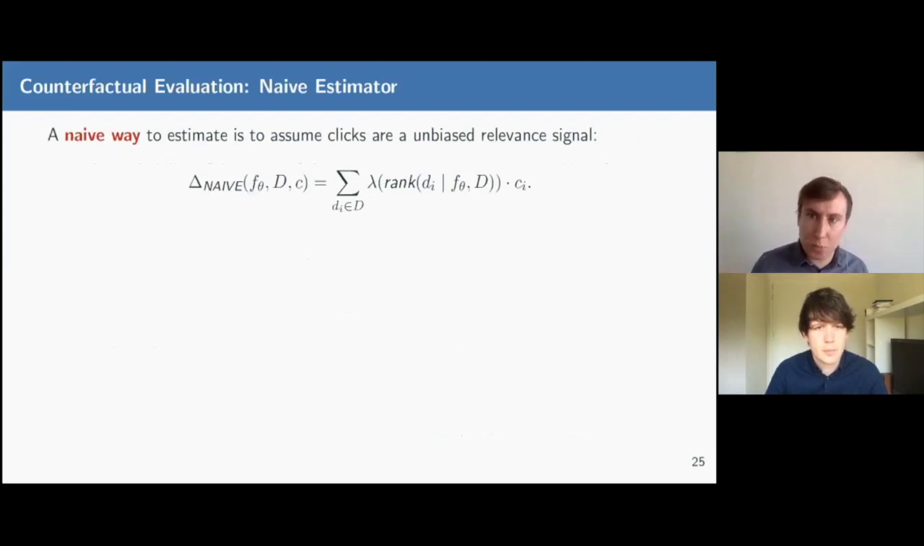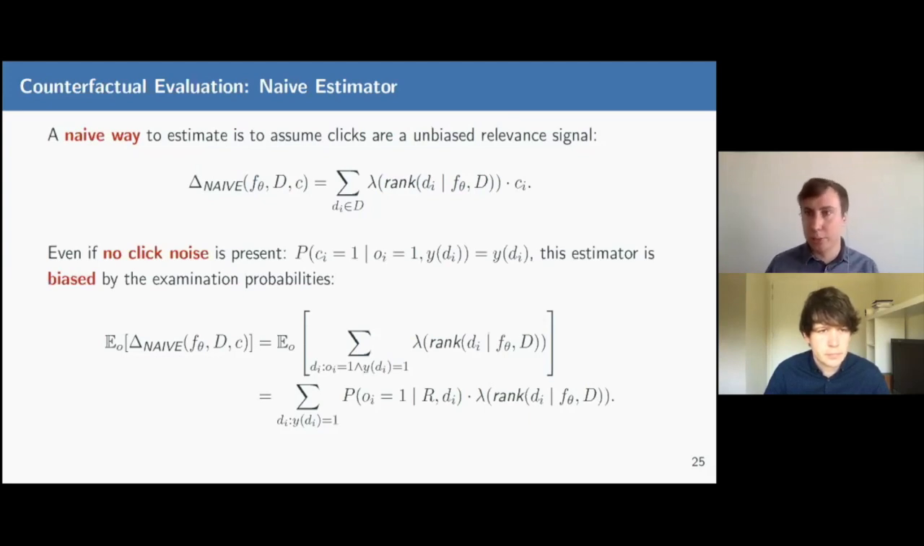But if we assume naively that the clicks give us an unbiased relevance signal, then we can have this estimator here, this delta naive. And this will work again for any of these lambda functions or any IR metric that we can express like that. We can then measure like this. Now, of course, the problem with this is exactly the assumptions we've just made. If we assume that users behave according to that examination user model, then this estimator will give us a wrong answer.